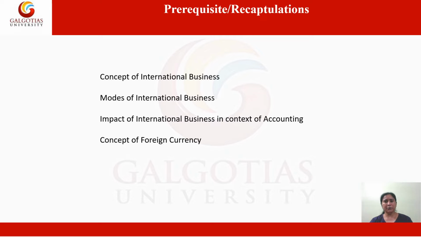In order to ensure that students understand this topic in a better way, it is expected that the student should be pre-equipped with the following aspects, which include concept of international business, modes of international business, impact of international business in context of accounting, as also concept of foreign currency.